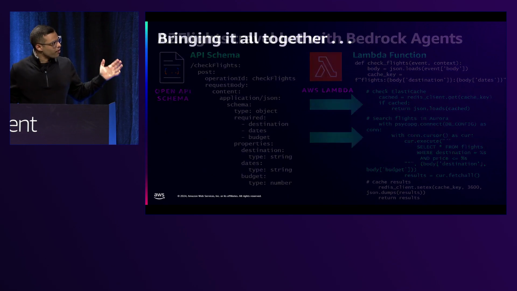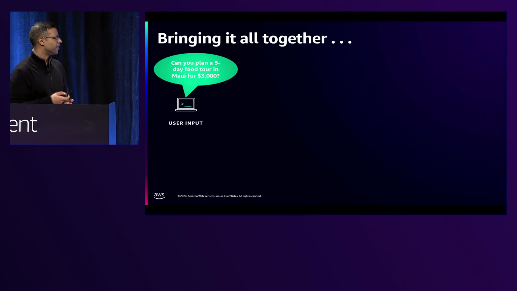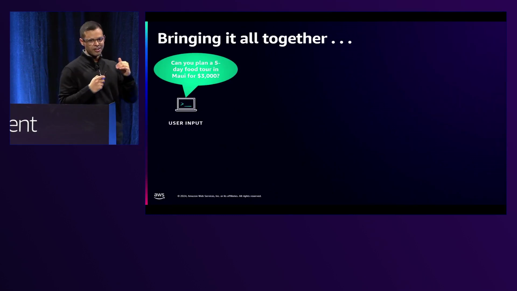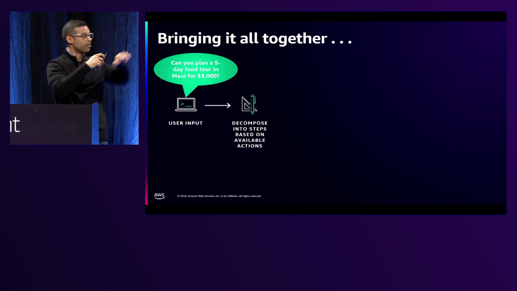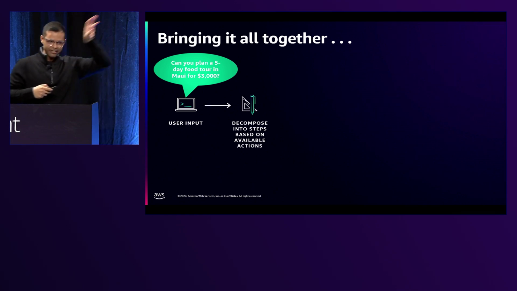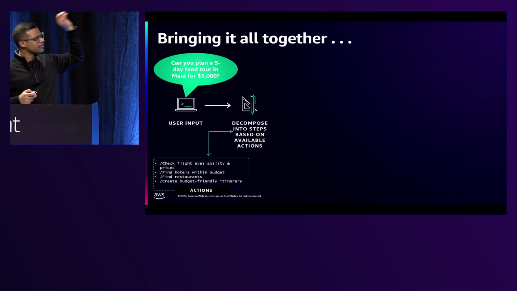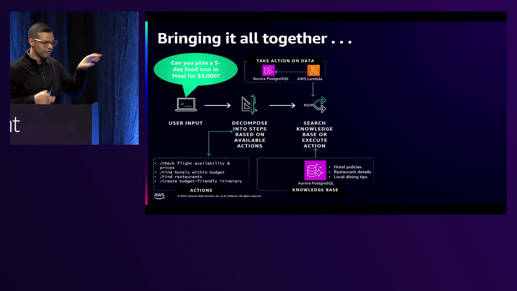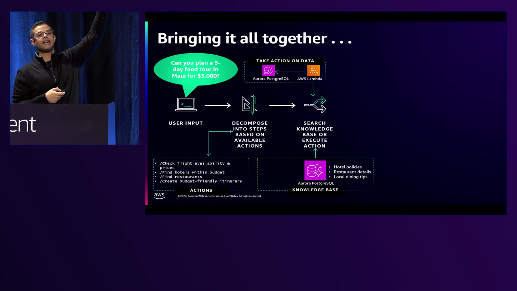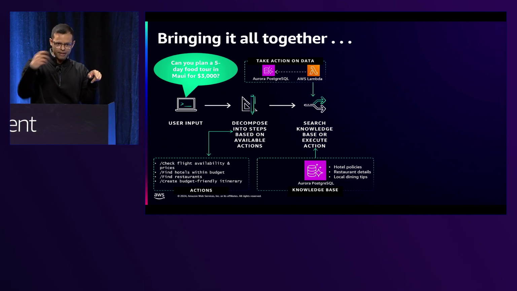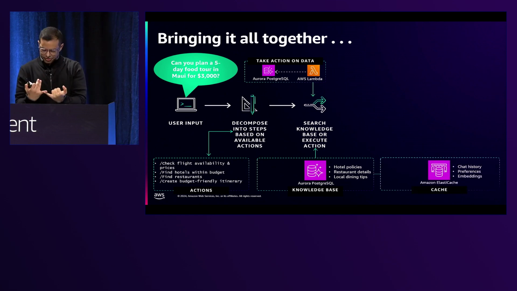Now, if we want to bring it all together, this is how it'll look like, right? Can you plan a 5-day food tour in Maui for $3,000? Our agent will decompose this complex request into multiple actions, which is what we saw. These actions are now either searched in the knowledge base, these are the tools that it has access to, or the action group, which is composed of the OpenAPI and the Lambda combination. At the same time, we are also retrieving the preferences, we are retrieving the embedding which were cached, we are also retrieving chat history and augmenting that prompt, right?